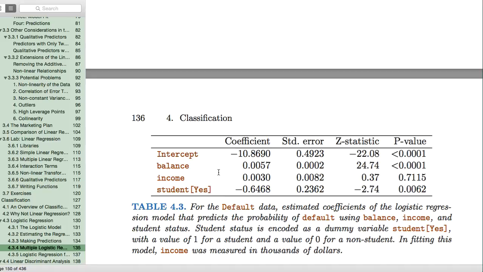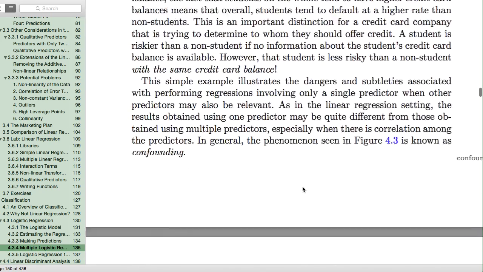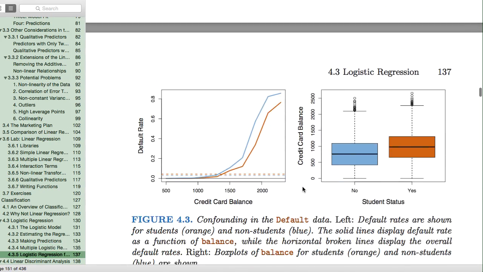And so what's happening here is that somehow if we know the balance, then for a given value of balance, a particular student is less likely to default. How can that be? How can it be for a fixed value of balance? Think about this for a second. And there's a picture here that I think goes along with the explanation. This whole page I think is an explanation, but I think there's a nice picture here.